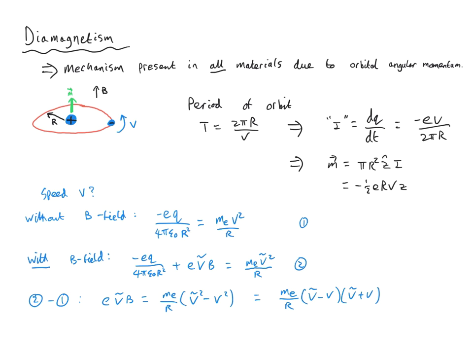And if we assume that the difference in the velocity as we switch on the field is small, let's call delta v equal to v tilde minus v, let's assume that this thing is small, then v tilde plus v is approximately equal to 2 v tilde. And then I can rewrite this expression in terms of delta v. And delta v will be equal to e r B over 2 m of the electron. So that tells us the change in the velocity due to the application of the magnetic field.